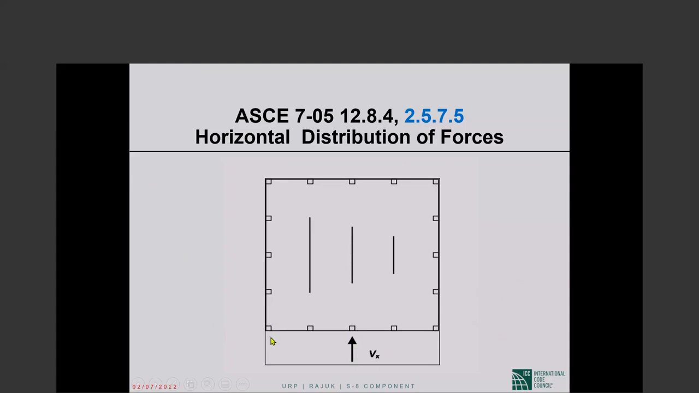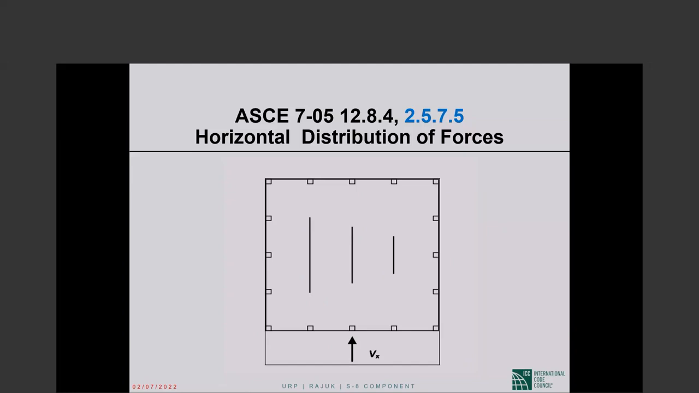Story X of the building has 2 frames in the up and down direction and 3 shear walls of unequal length. How is V sub X distributed among the 5 seismic force resisting systems, the 2 frames and the 3 shear walls? The answer is in proportion to the relative lateral rigidities of the seismic force resisting elements.